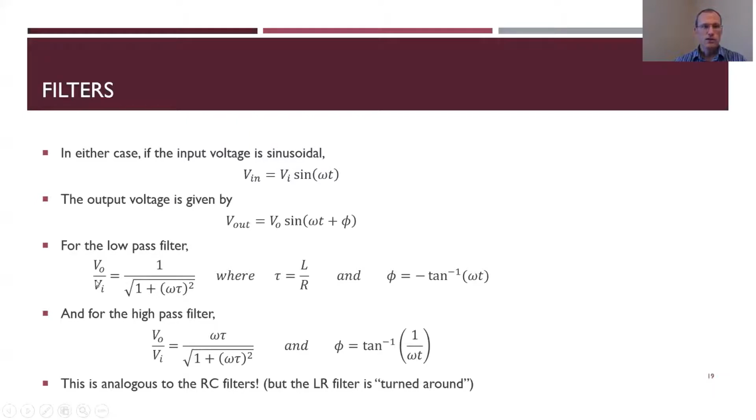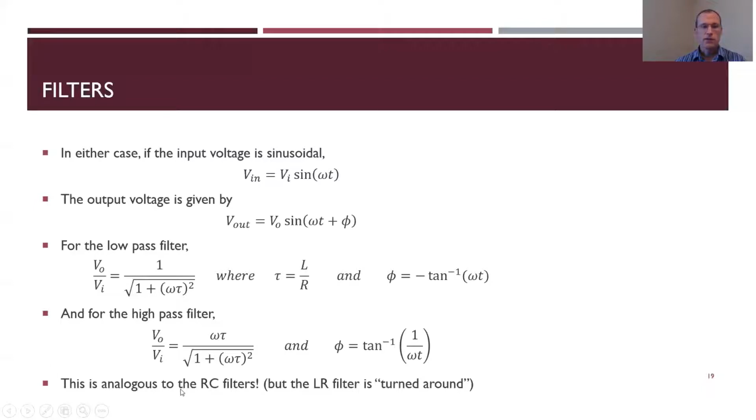For the low-pass filter, the output voltage compared to the input voltage amplitudes is scaled by this factor, the square root of 1 plus omega tau squared. So again, same factor we had for the RC circuit. The only difference is that the time constant tau is defined differently because there's an inductor instead of a capacitor. So L over R instead of R times C. And same thing for the phase shift. High-pass filter, again, same magnification of the amplitude, omega tau over that square root, and same phase shift.